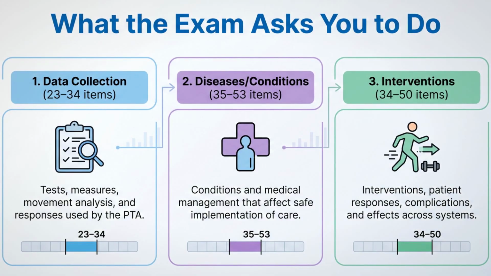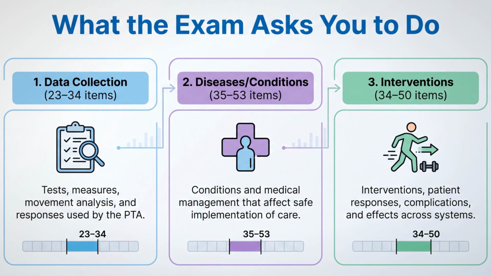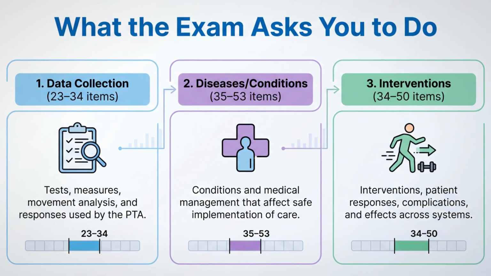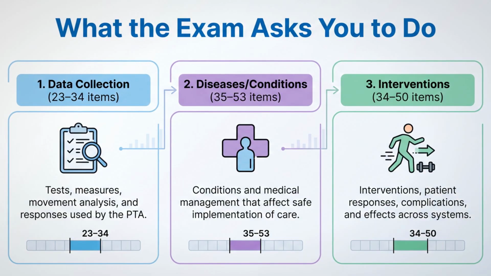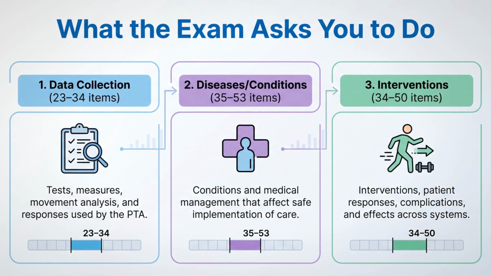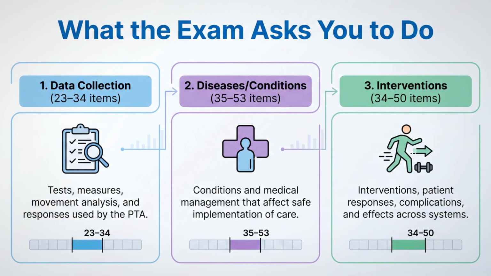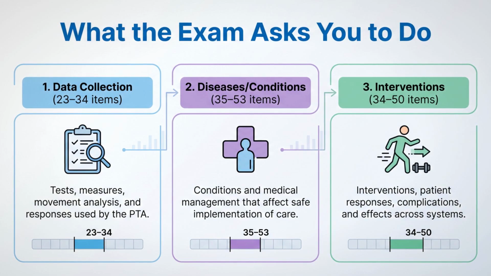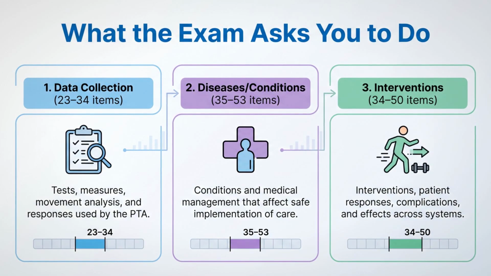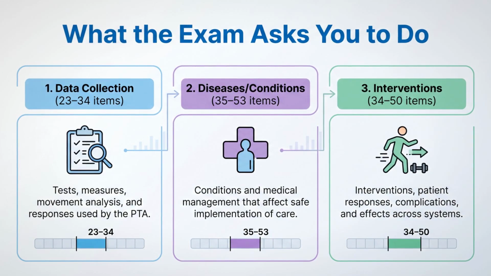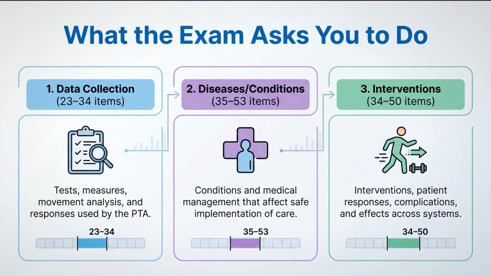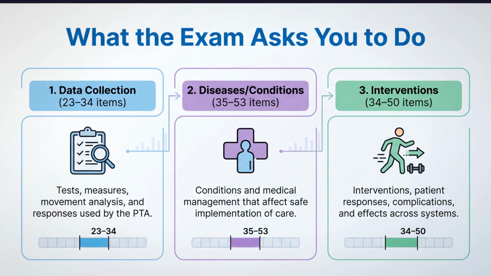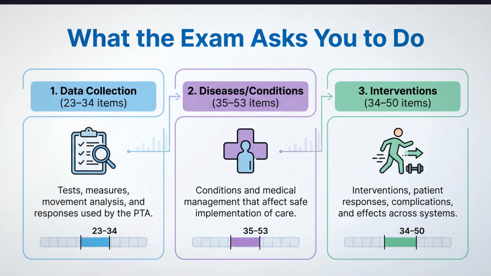Beyond topics, the exam tests 3 core PTA task categories across all body systems. First is physical therapy data collection, which covers how a PTA uses tests and measures. Second is diseases and conditions, focusing on how they impact the safe implementation of care. The largest task category is interventions, which includes carrying out treatments, monitoring patient responses, and identifying complications. These ranges show that the exam is less about simple recall and more about applying knowledge within your professional role.